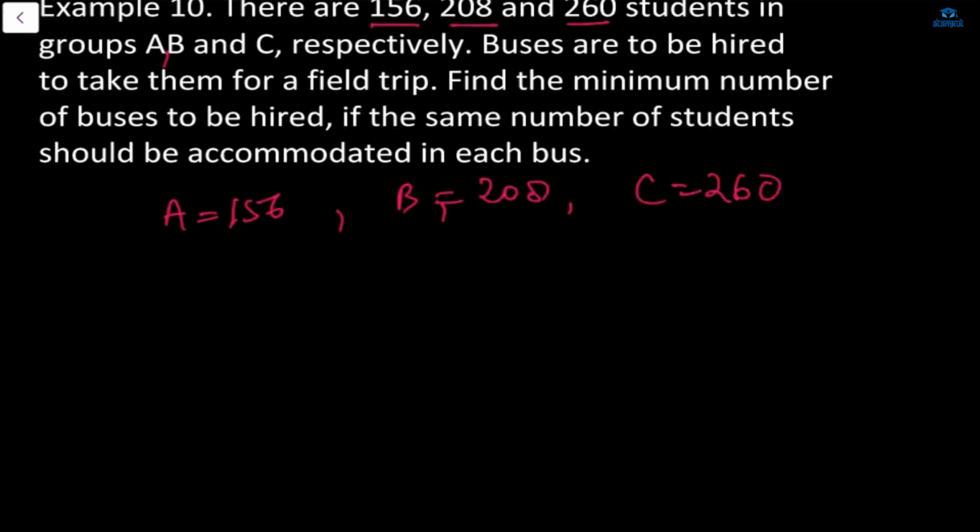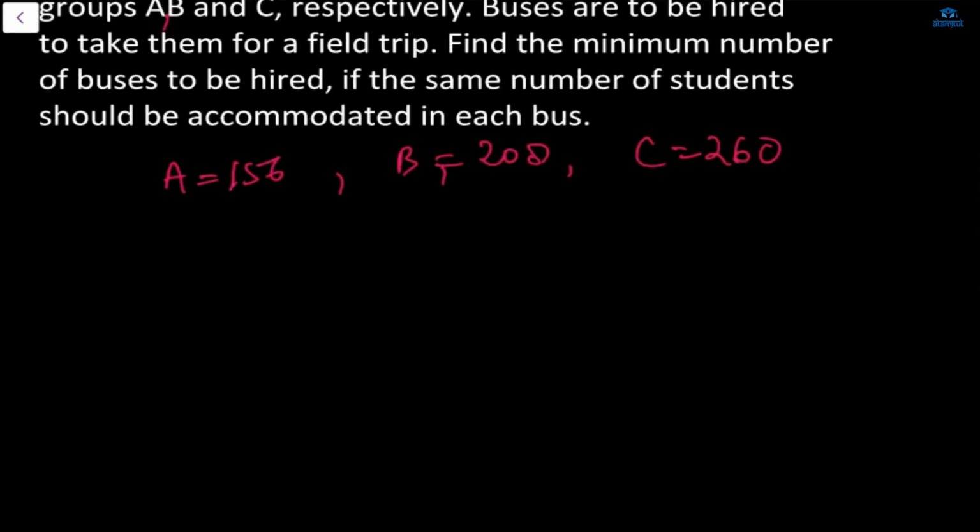So what we can do, we can find the HCF here also. The highest common factor will be the highest common number among all three. So that many students should be in one bus at least. When you get the highest common factor, you can divide each number with that, get the number of buses, and then add up. Understood or not? First, you find the HCF by Euclid's division for all of them.